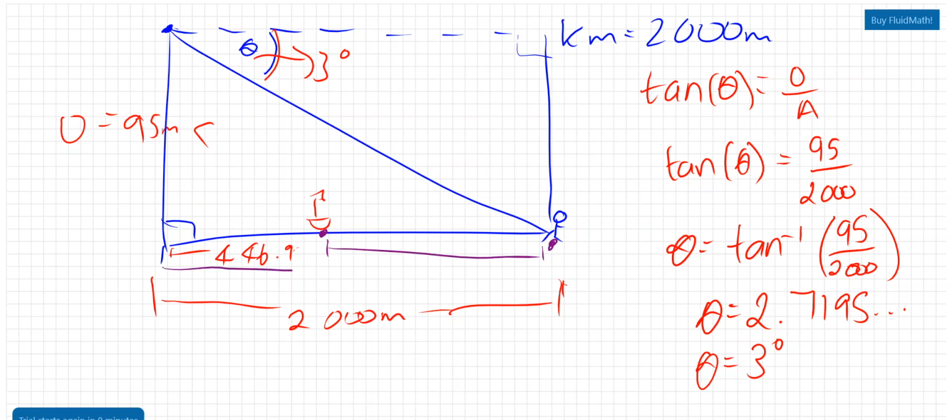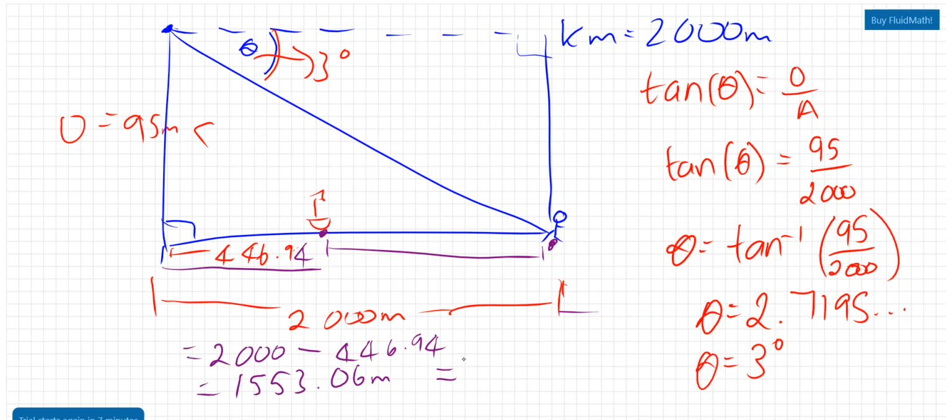If I know from here to here is 446.94 meters, and the longer length is 2,000 meters, all I have to do is take 2,000 subtract 446.94 meters, and that will leave me with my answer. So I end up with 1,553.06 meters. To the nearest meter, it's just going to be 1,553 meters. We can call it D for distance, or you can write your final statement, but you should have had that.